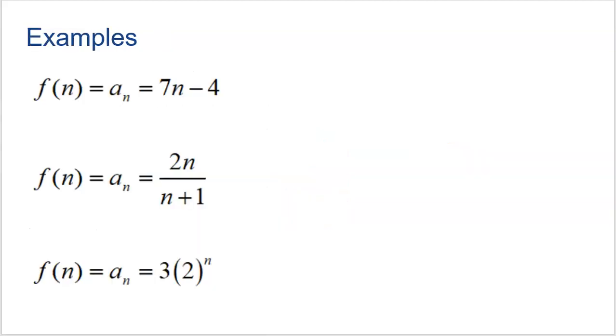Here's a couple examples of these types of functions. This first one is a pretty basic function. Notice we could use function notation, or we could use a sub n, meaning any term. For example, if I want to find the first term, that would be f of 1, or a sub 1. Plug in 1: 7 times 1 is 7, minus 4 is 3. Oh my gosh, it's that easy. How do I find the second term? Plug 2 into the function to get a sub 2: 7 times 2 is 14, 14 minus 4 is 10.